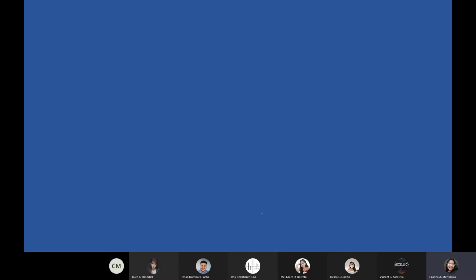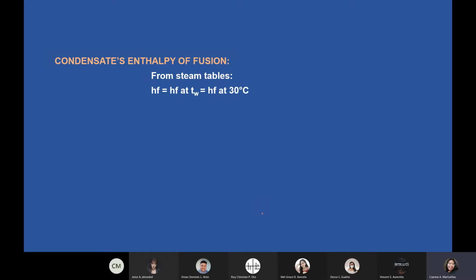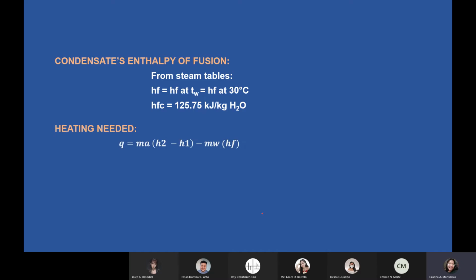And then finally, we can get the heating needed in kilowatts based on that equation. But before that, we get the condensate enthalpy of fusion from steam tables at 30 degrees Celsius, the given temperature of the water in the problem. And we get 125.75 kilojoules per kilogram of water.